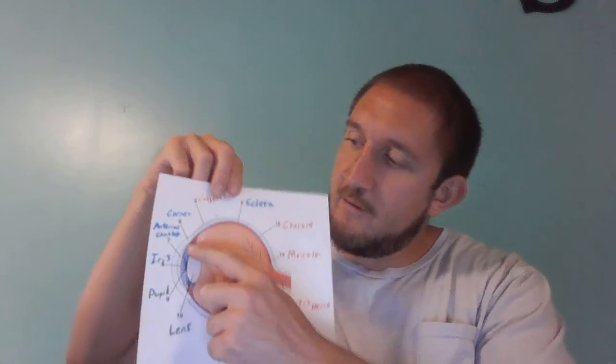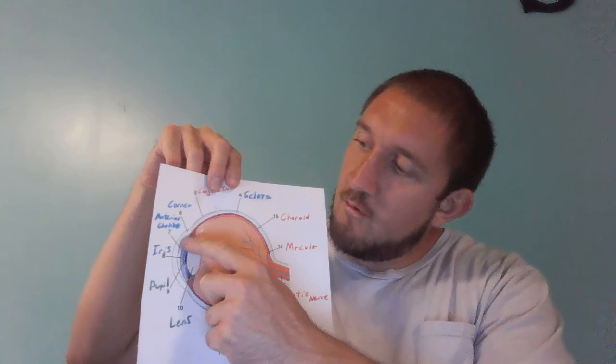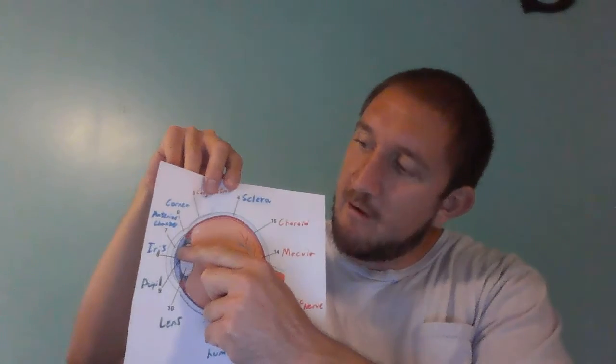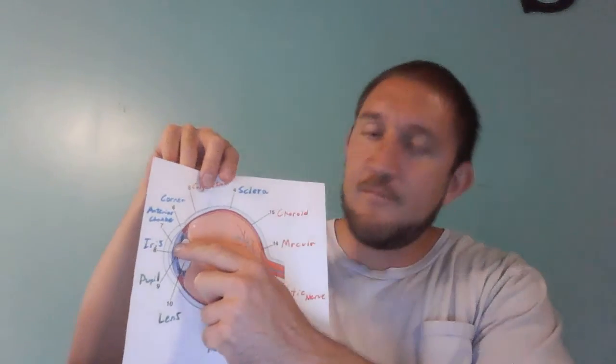Now, moving on, the anterior chamber, which is found right there in my diagram. Now, the anterior chamber is found between the cornea and the iris. This is filled with a fluid known as aqueous humor. This fluid is produced constantly and contributes to the pressure of the eye.